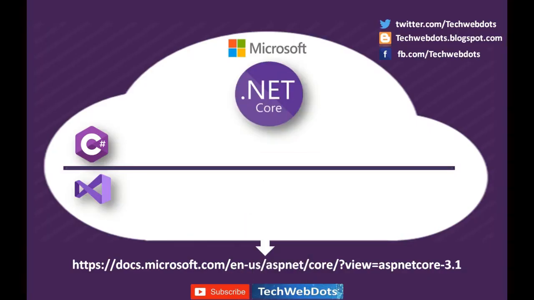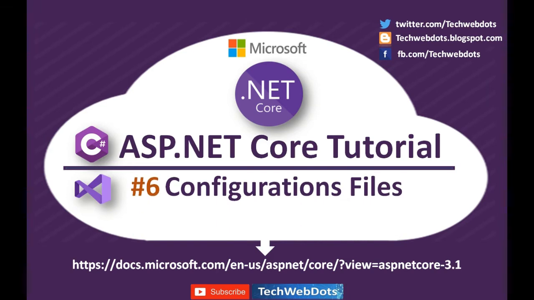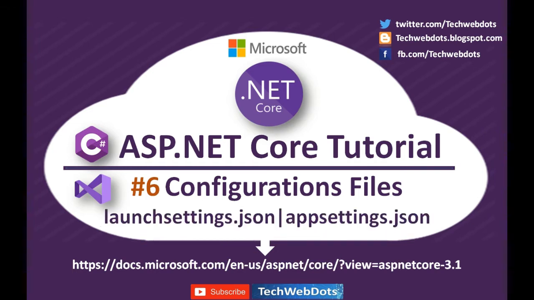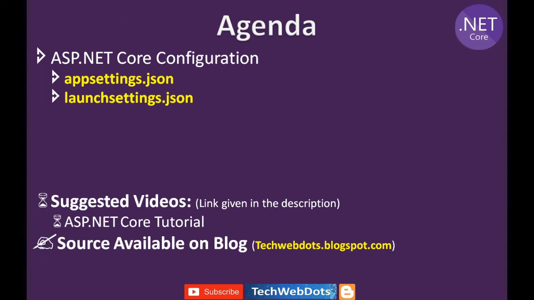Welcome to TechWeb Dots. This is part 6 of the ASP.NET Core tutorial series, and we will discuss today what configuration files are, and in that, the use of launchSettings.json and appsettings.json. Okay, so let's start without wasting time. Our agenda is already set.